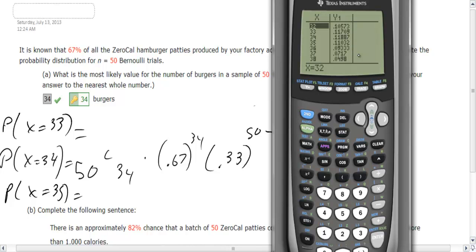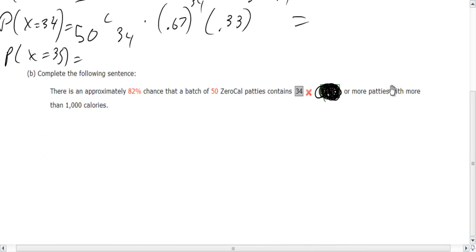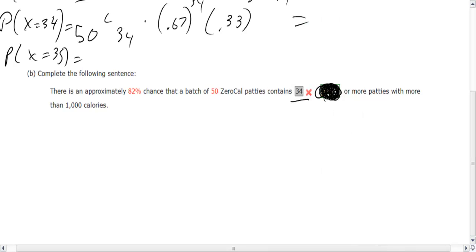So hopefully that gives you an idea of how you can approach this one. The next one says there's approximately an 82% chance that a batch of 50 patties contains blank or more patties with more than 1,000 calories. You said 34, but that's not right. So this is the probability of 32 having more, 33 having more, and so on. When we add them all up, we end up with 82%. All right, I hope that's enough of a hint. I hope that gets you rocking and rolling. Best of luck.